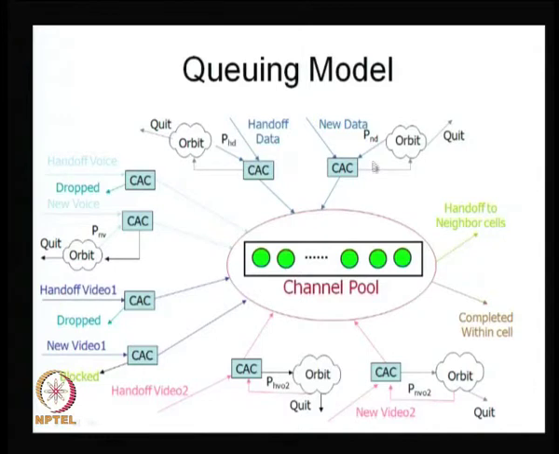The third type is data. Both the new and the handoff data will either be accepted or go to orbit and come back. So, it is similar to video 2, but the difference is that video takes 4 channels at a time, whereas data and voice take only 1 channel at a time. So, this is the corresponding queuing model for the 3G wireless cellular networks for only one cell.